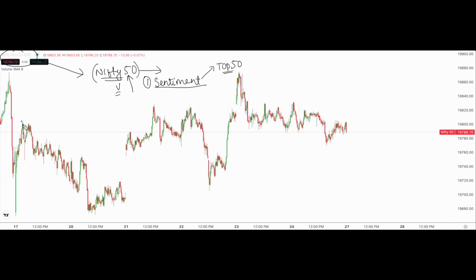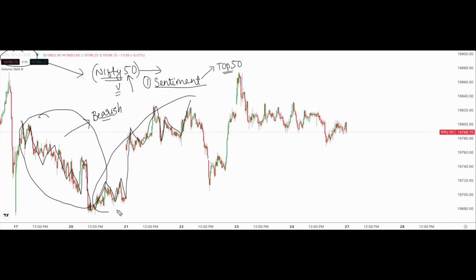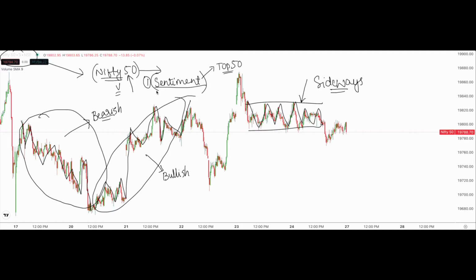While looking at this chart, if the market is forming lower highs and lower lows and moving towards the downside, we say that the current sentiment of the market based on the Nifty 50 index is bearish. In case the market is forming higher lows and higher highs and moving towards the upside, we say the sentiment of the market is bullish. In case the market is just staying within this range, then we say the market is neutral or sideways. So this is the first reason why we look at the Nifty 50 chart: to understand the overall sentiment of the market based on the top 50 stocks.